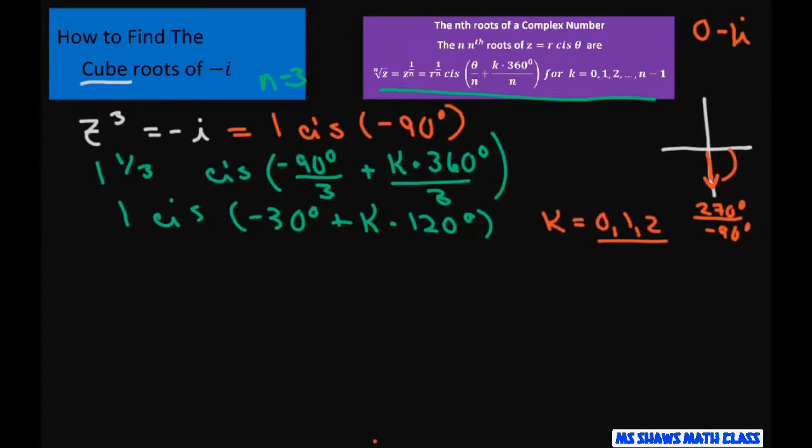All right, and now we're going to use k equals 0, 1, and 2. We want to use these three based off our formula here, and our n is 3. So now we just find everything.